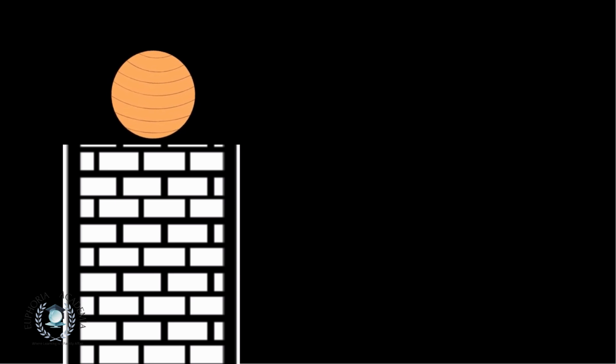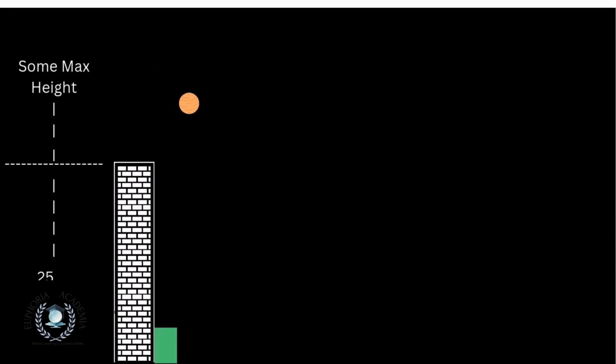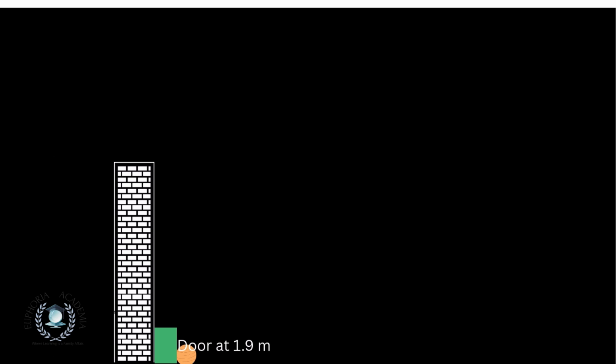Okay, so we have a ball on top of a building, and this ball is going to be thrown vertically upwards with some initial velocity, 12 meters per second. It's going to go up until it reaches a maximum height where the velocity will be 0. After it reaches that maximum height, it's going to fall to the ground, passing a door at 1.9 meters, and it will eventually hit the ground. And just like that, that's our problem.